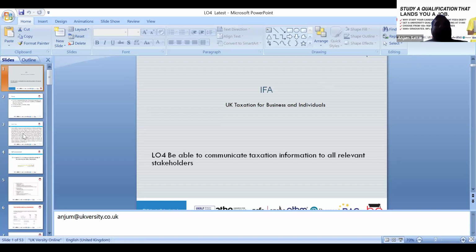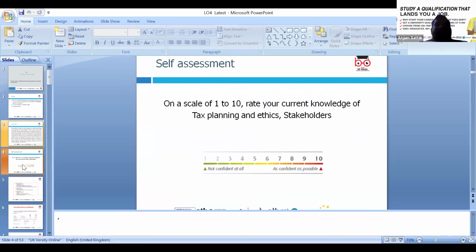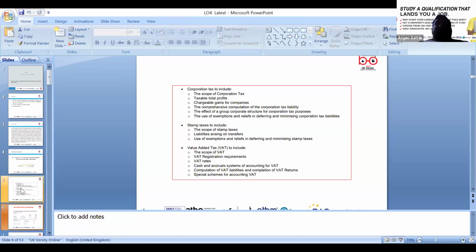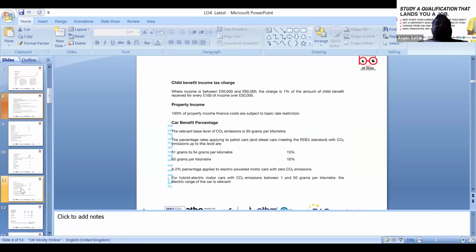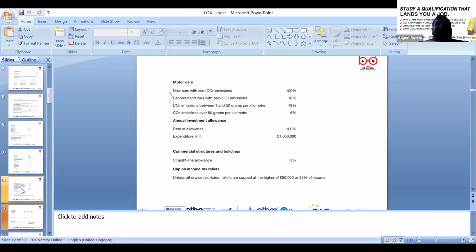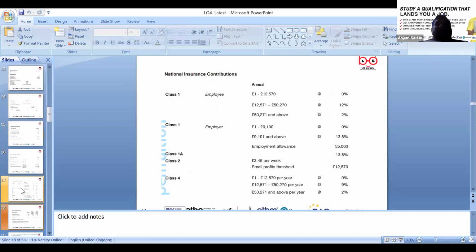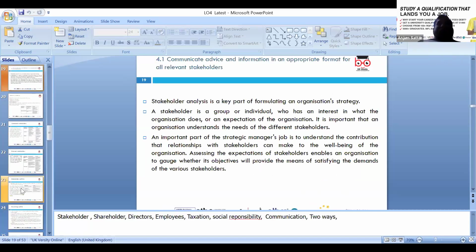Okay, so today's lesson is focused on stakeholders. You have hopefully done this in various other units and subject areas as well: stakeholders, users of financial statements, which can be internal and external. We went through rates in the previous lesson, and today our focus is more about the stakeholders. So we have 4.1: communicate, advise, and provide information appropriate to the formal or relevant stakeholder.